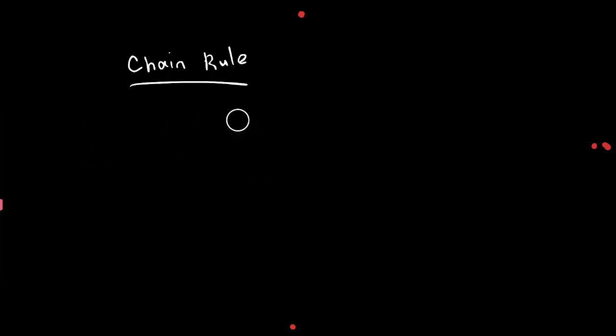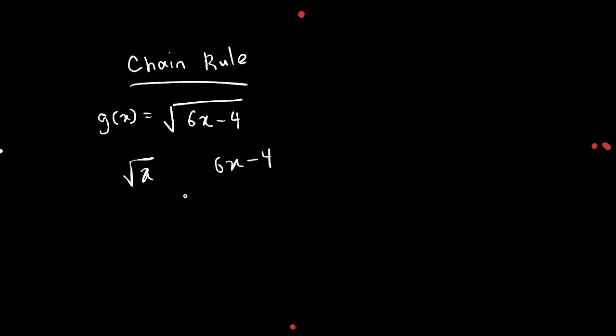So let's say we have a function g of x that is the square root of 6x minus 4. So here, the outer function is the square root of x, and the inner function is 6x minus 4. So what's the derivative of the square root of x?